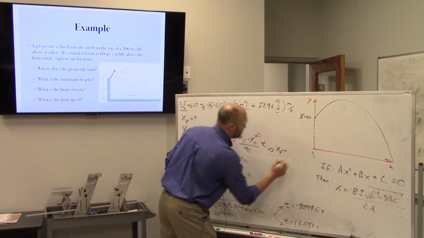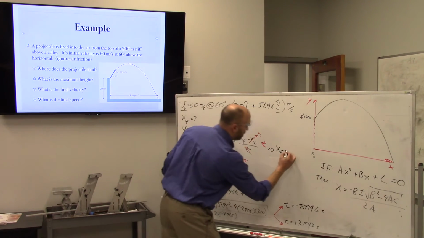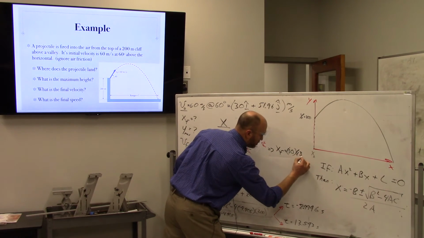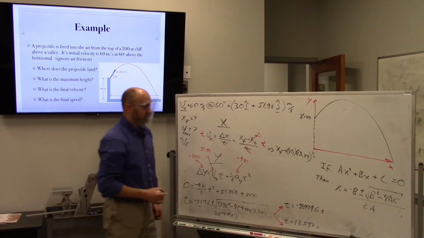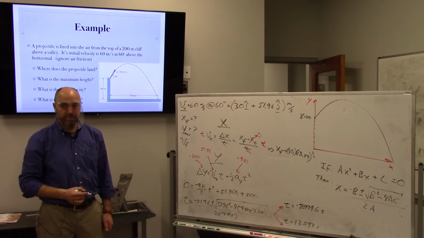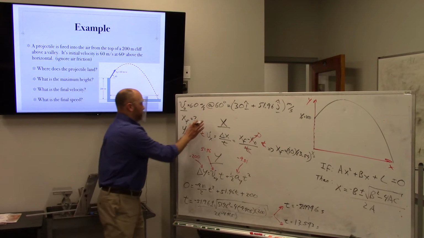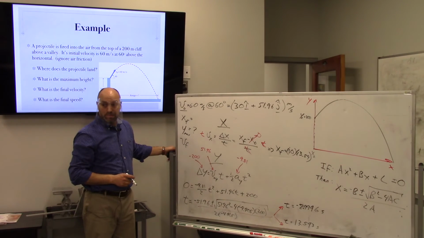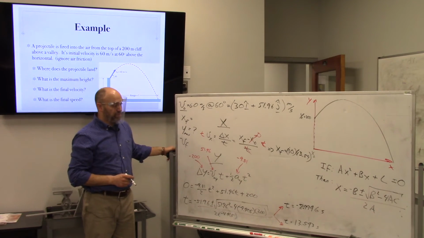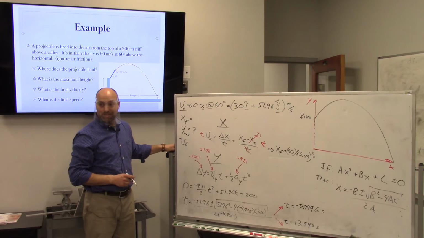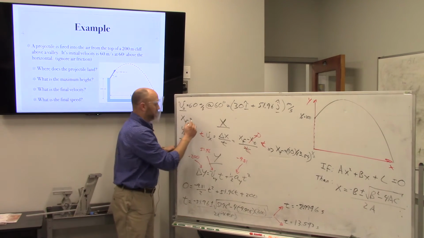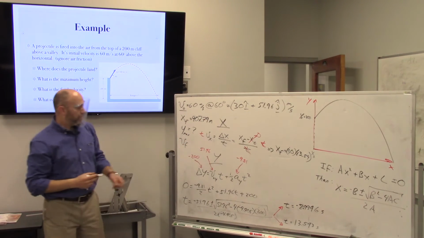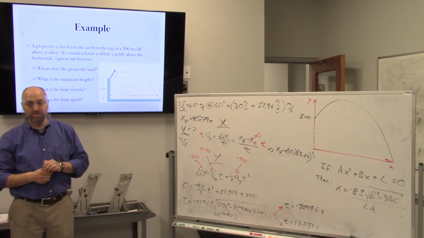X final is 30 times 13.59. Okay, so what's x final? How far does this thing shoot? It's going to be a long ways. 30 times almost 14? Yeah, that's a long ways. 407.7. 407? Half a kilometer, almost. 0.4 kilometer.